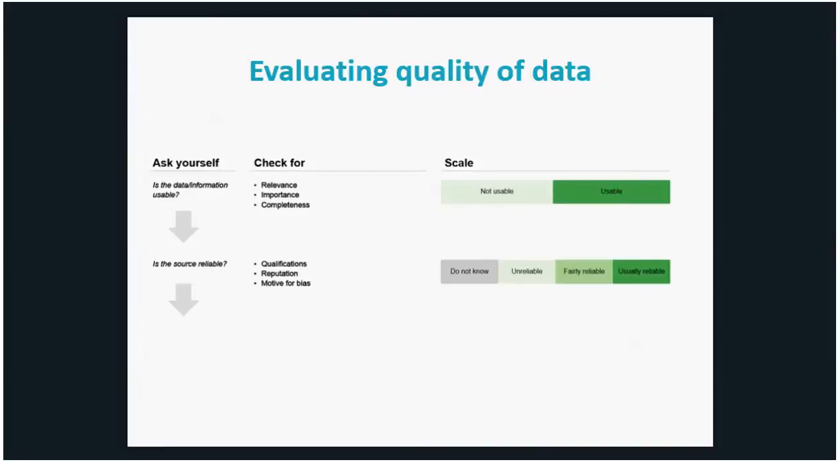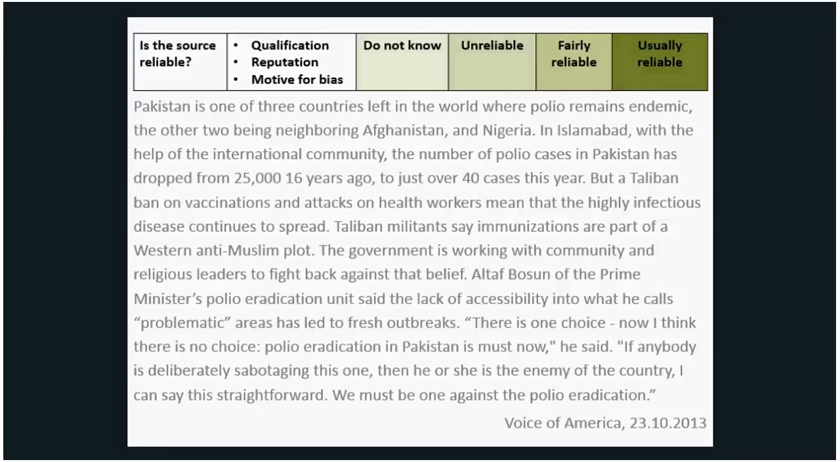That goes to the source, the reliability of the sources. This is where you sometimes need to dig deeper before ranking it. You ask yourself, is it qualified? Does it have a good reputation? Does it have a motive for bias? And then you put in if it's reliable, fairly reliable, or usually reliable. Let's take an example again. Read through the text and then answer in the chat how you would rank this source according to the scale. And as James said, it's allowed to sit on the fence and not answer.